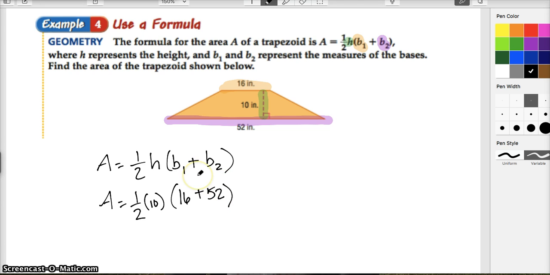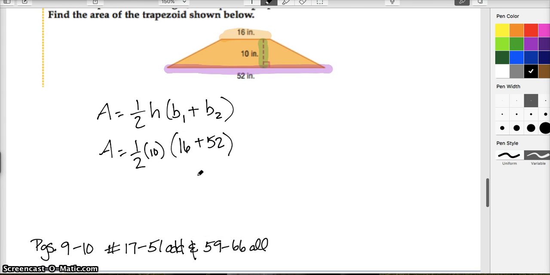And like any good mathematician, we always hang on to order of operations. So I know I'm going to do what's in parentheses first. And what's happening here, let's go ahead and rock out. 16 plus 52 is going to give me a 68. So then I'm going to take 68 and I'm going to multiply. Now I literally could multiply from left to right because this is 1/2 times 10 times 68. Are you guys walking with me?